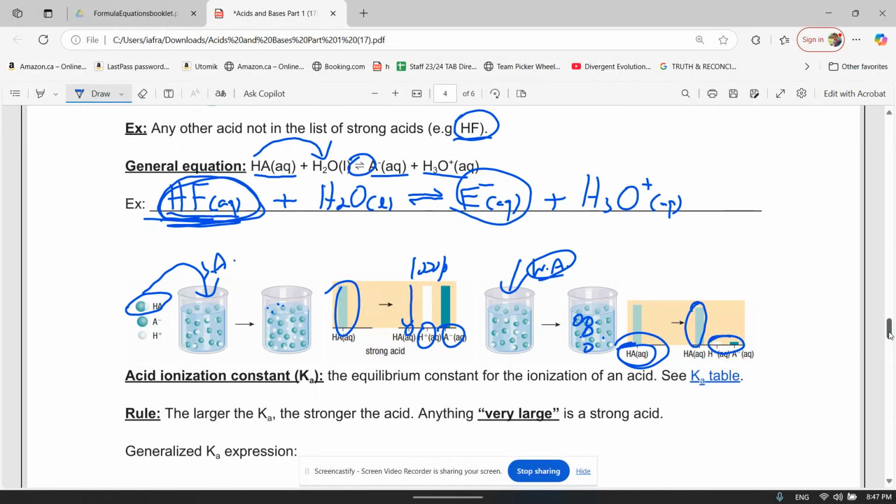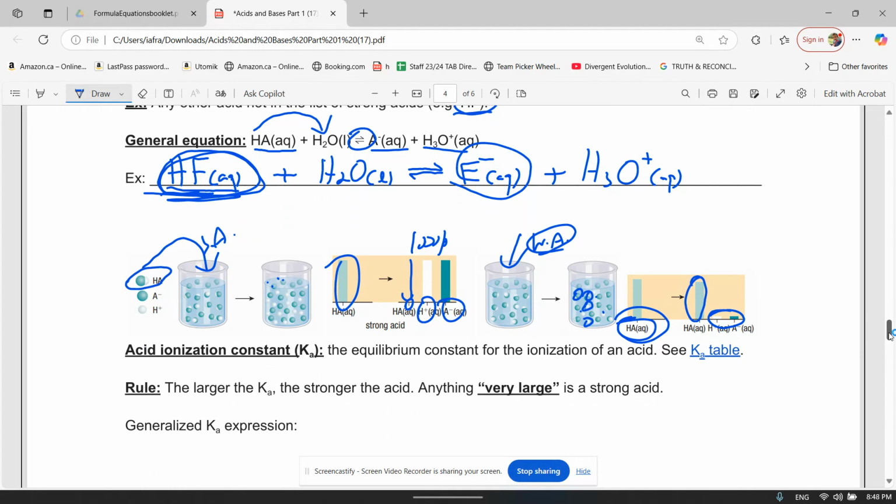So the general rule is that when you have a weak acid, you're going to have less than 100% ionization, a very small equilibrium. When you have a strong acid, it's 100% ionization and there's no equilibrium. Or there is an equilibrium, but it lies so much to the right that it's not reversible.